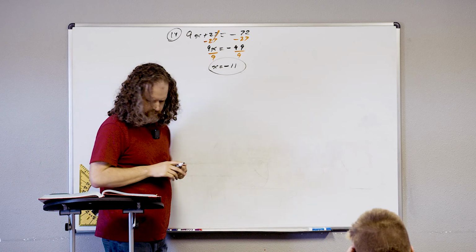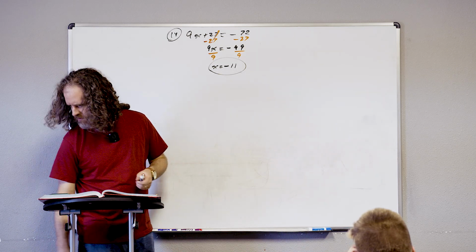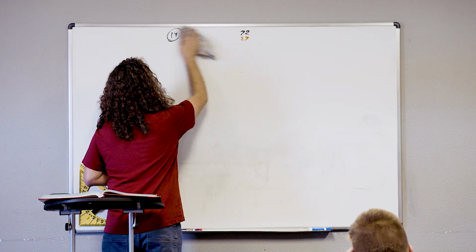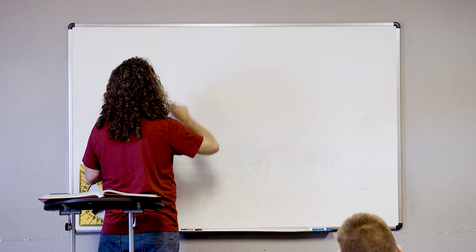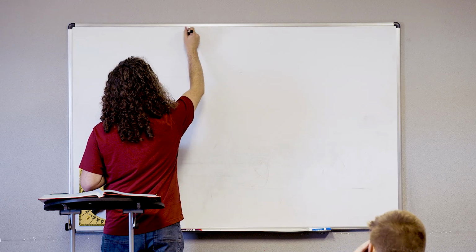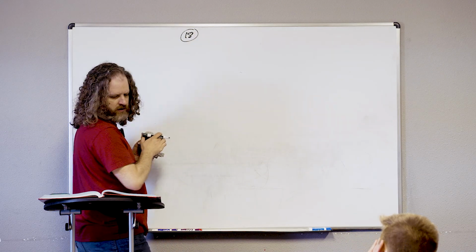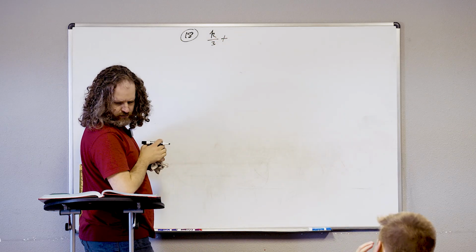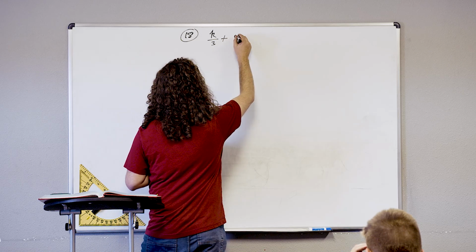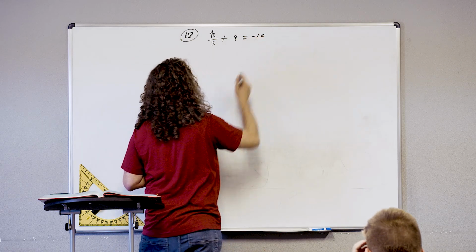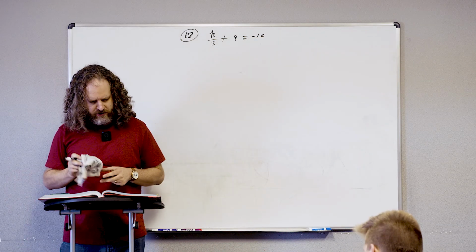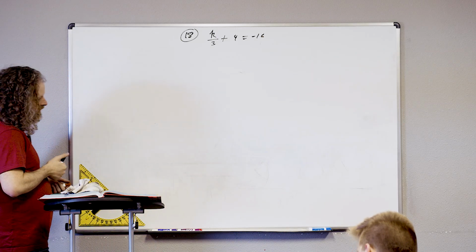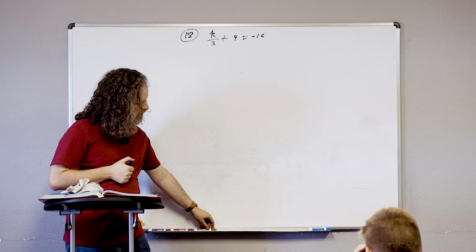18 is k over 3 plus 4 equals negative 16. What should we get rid of first? 4. The 4 is a great idea. How do we get rid of the 4? Subtract it. We subtract it.